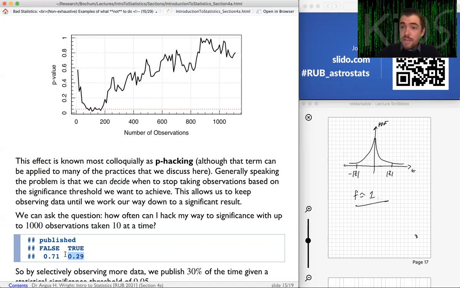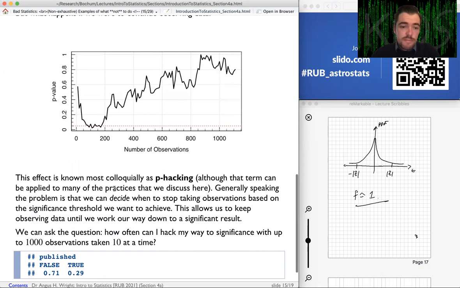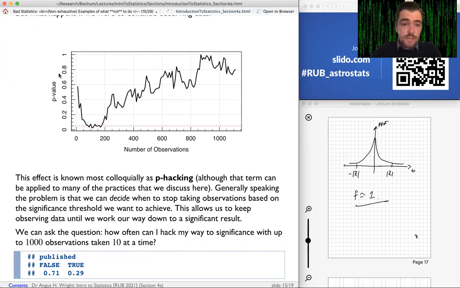And again, if my interest is to publish, then why wouldn't I do this? Right? Given a statistical significance threshold of 0.05. Okay, so this is another significant problem. And this happens quite frequently. Every time you see someone that says that we weren't quite sure, so we took some more observations, this is a problem.